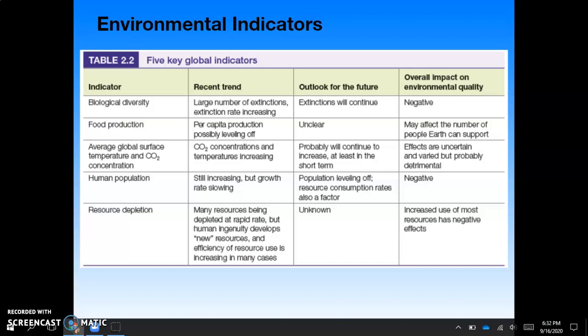Food production, per capita production, is possibly leveling off, meaning that it's not increasing. There's really an unclear outlook for the future, and it may affect the number of people Earth can support. Our food production comes from agriculture, and we'll talk about a whole unit on agriculture a little bit later. We do have new technology for food production. So we've got GMOs, genetically modified crops that can help us grow things like drought-resistant crops.